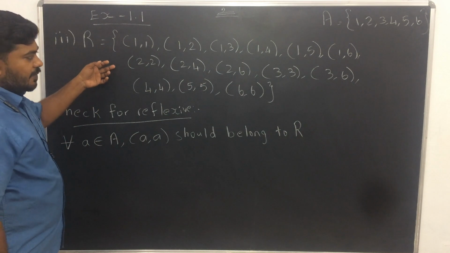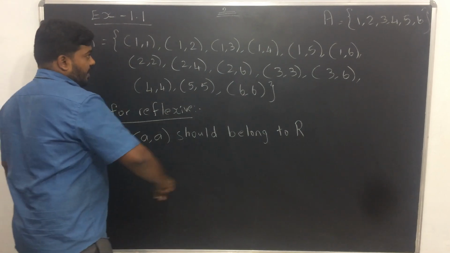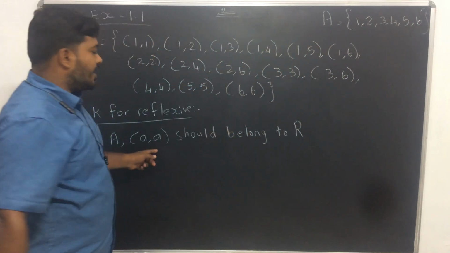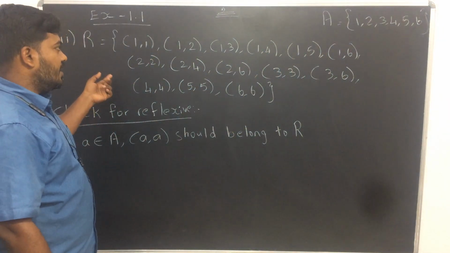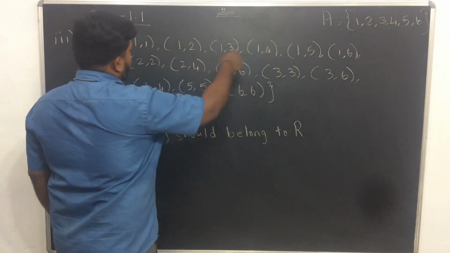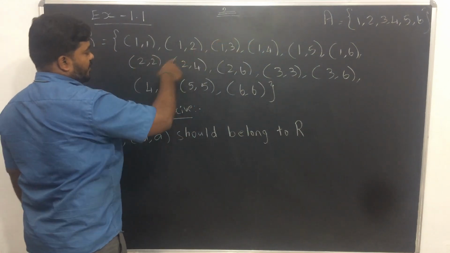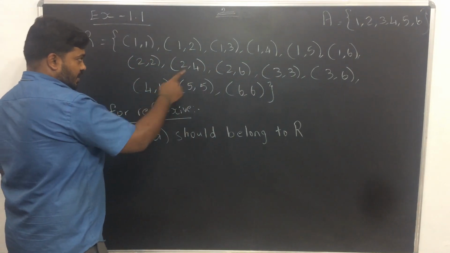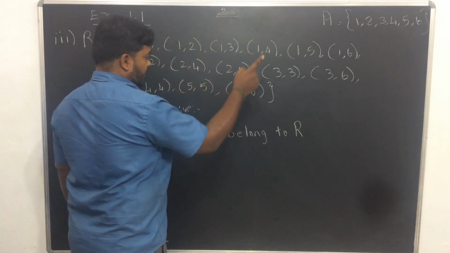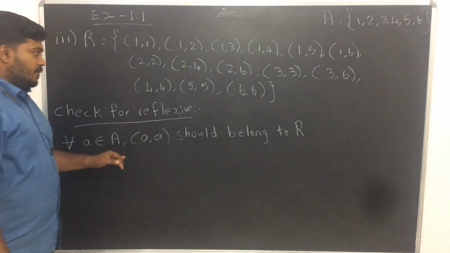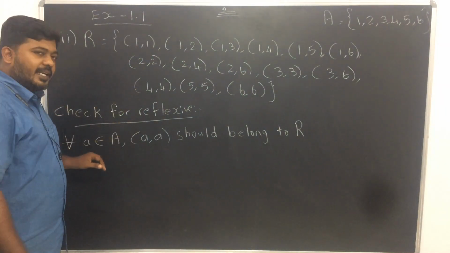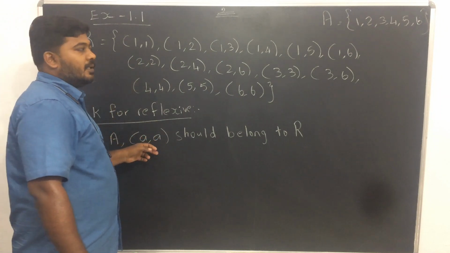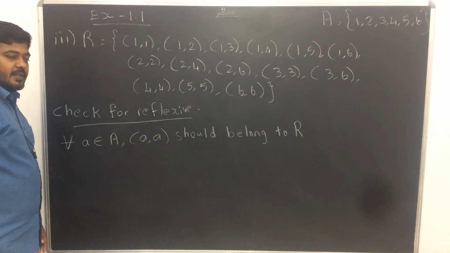Now looking at the values of R, checking for every element in A, you have to check if A comma A is there in the relation R. So for 1, we have 1 comma 1. For 2, we have 2 comma 2. For 3, we have 3 comma 3. For 4, we have 4 comma 4. For 5, we have 5 comma 5. And for 6, we have 6 comma 6. So now that for every element in A, there is an ordered pair in the relation of the form A comma A, this proves this relation is reflexive.